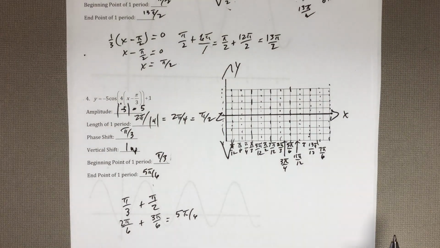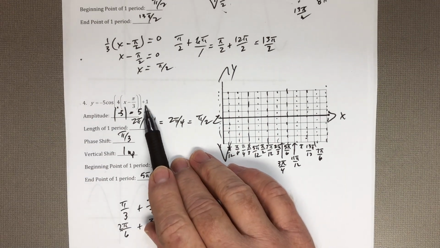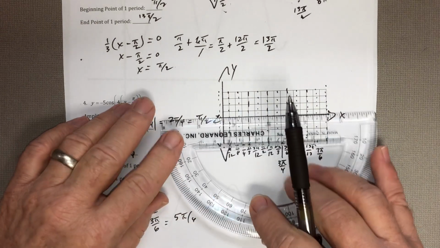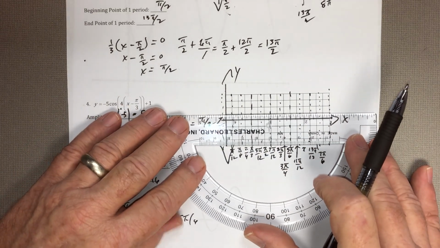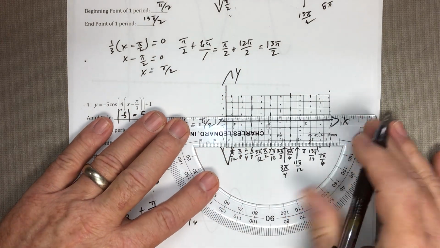Now I want my midline. Well, the midline normally on the cosine is the x-axis. It's been shifted 1 unit up, so the midline will go right through here. This is your midline. I'm going to dot that midline.